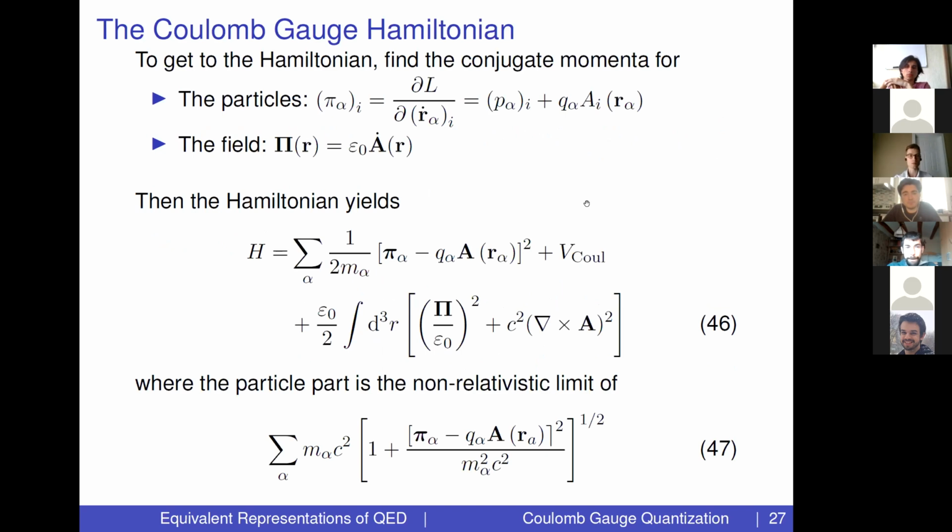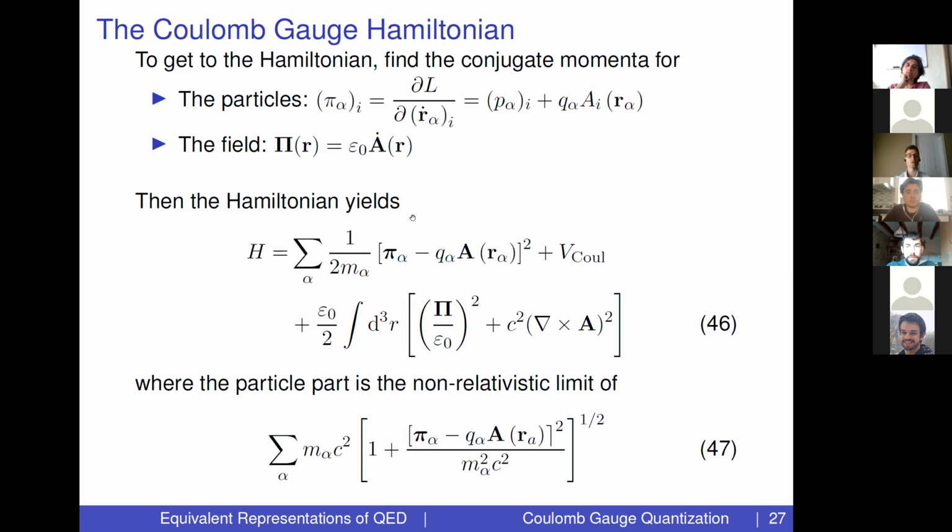Okay, so now we want to find the Hamiltonian in the Coulomb gauge. So first of all, we find it for the particles. Again, the canonical momentum to a variable is defined in the following form by the variation of the Lagrangian with respect to the time derivative of that variable. And we find for the particles, it's just the particle momenta plus the charge of each particle and the vector potential evaluated at the position of the particle. Similarly for the field, that means for the canonical momentum to A, we find that this is just the time derivative of A. And this means in the Coulomb gauge, this corresponds to our electric field.